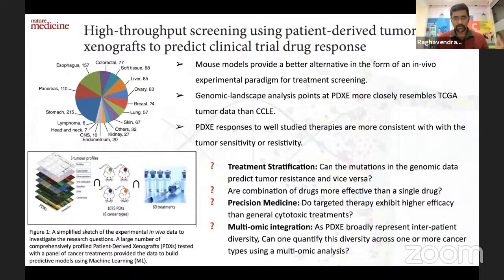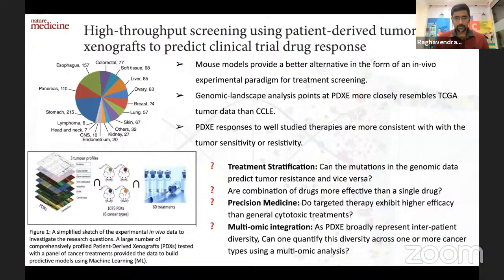One can employ this data in various analytical pipelines to study treatment stratification, like can the mutations in genomic data predict tumor resistance, or vice versa? Can tumor resistance relate to significant mutations in those models? Or are combinations of drugs more effective than single drugs? Or how do different combinations of drugs work well or not work well together? Or can we find the underlying biology behind this?